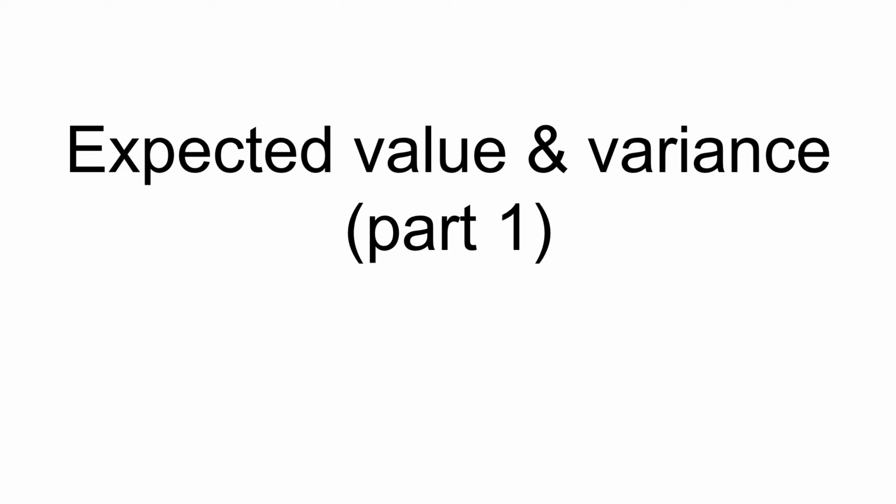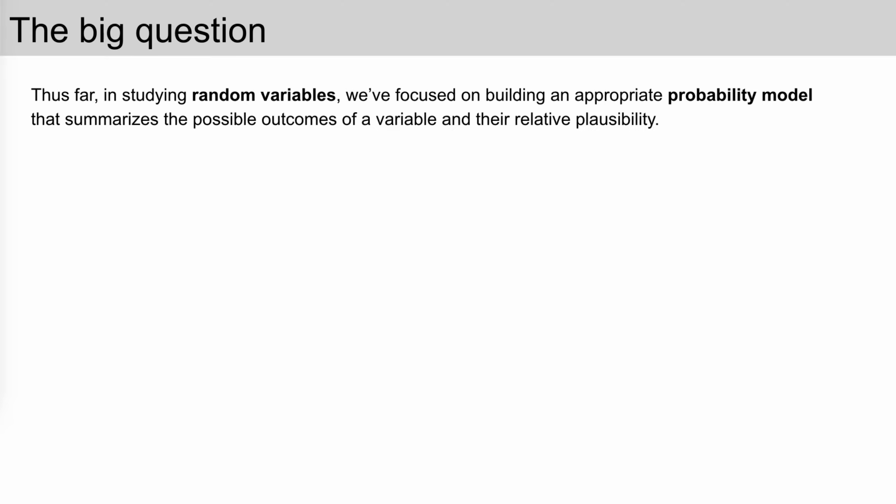In this two-parter, we'll explore two descriptions of a probability model, its expected value and variance. Thus far, in studying random variables, we focused on building an appropriate probability model that summarizes the possible outcomes of a variable and their relative plausibility. But that's just the first step. Once we have a model in place, we should ask some follow-up questions. Mainly, what are the features of this model?